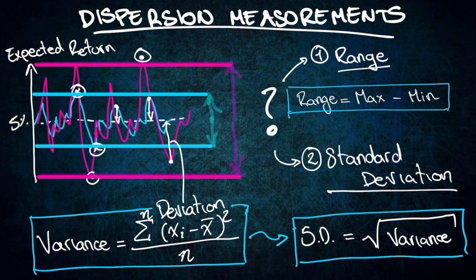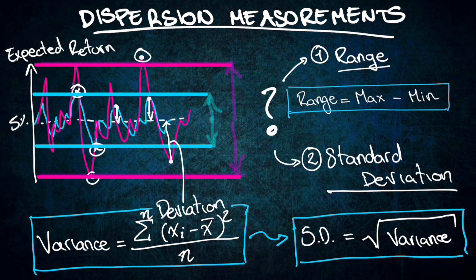Let's recap here. If we have a returns series, we can describe the dispersion of the data using range, variance, or standard deviation. Range is the difference between the maximum value and the minimum value. Variance and standard deviation consider the distance of each observation from the mean, which is a deviation, and calculate the average of the square deviations.